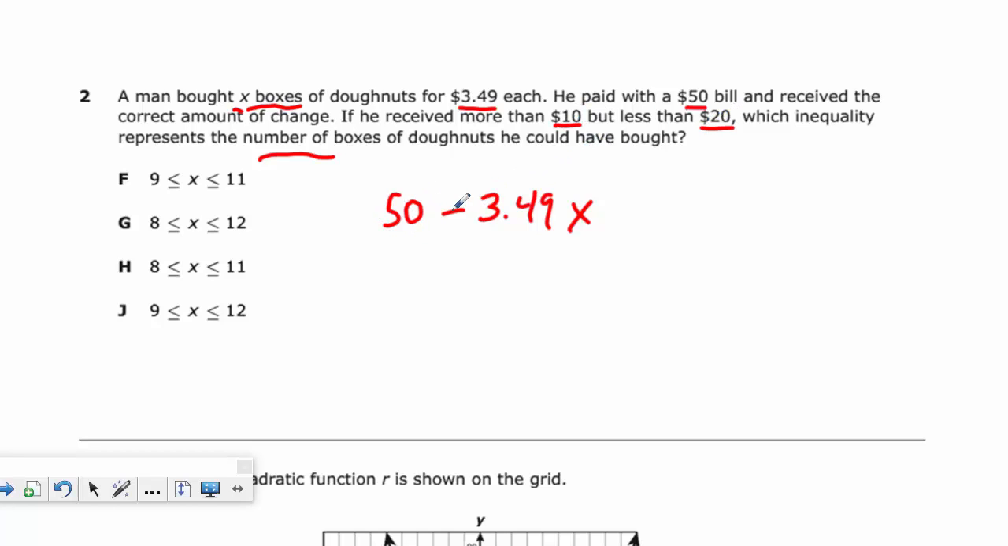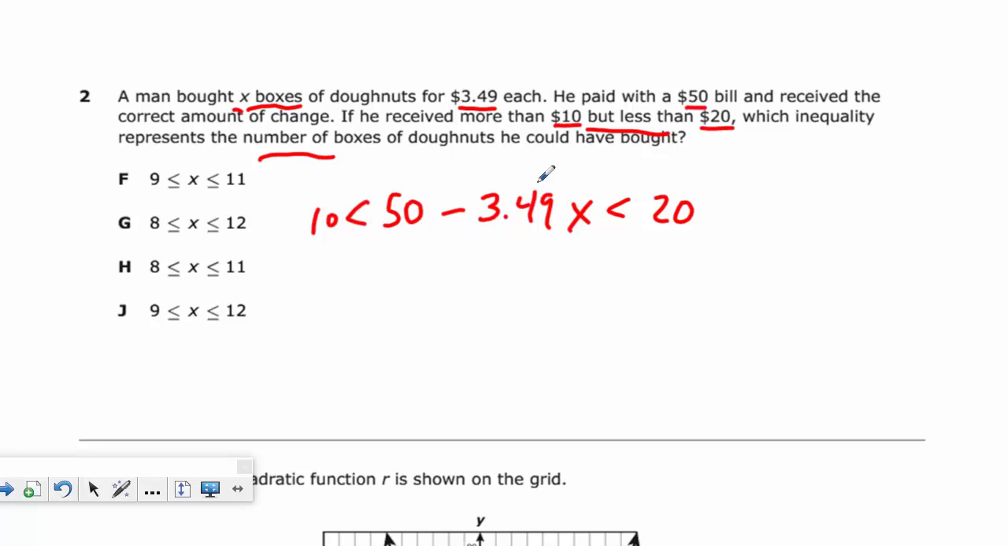So what I'm going to come out and say is that this is the change. It's $50 minus what the clerk keeps. So this is the amount of change this guy's keeping. This value is going to be greater than $10, but less than $20. So the amount of change is between 10 and 20. That's what it says here. Now I'm going to solve this for x. There are actually two inequalities here.